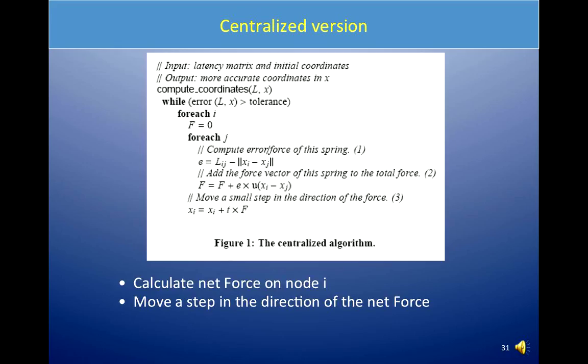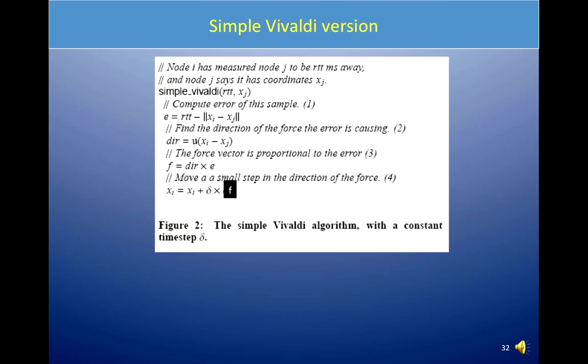So we calculate the net force and we move in the direction of the net force. Let's take the simple Vivaldi algorithm. In the simple Vivaldi algorithm, as I explained, we don't know the latency of all the nodes. We just know the latency of one particular node, which is xj. So we know the RTT of that node. We calculate the error function the same as what I have shown earlier, RTT minus xi minus xj, and we want to move in the direction of the force, which is either right or left, or in our iterative example we have seen moving up, down, right or left. Then we calculate the direction and we calculate the force.